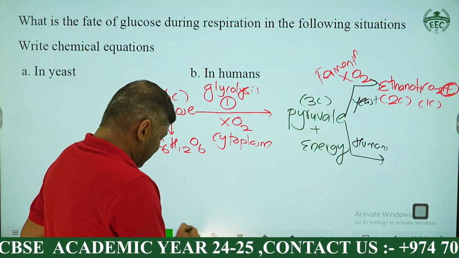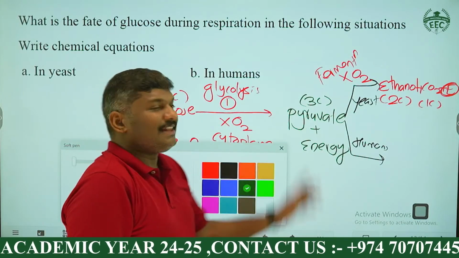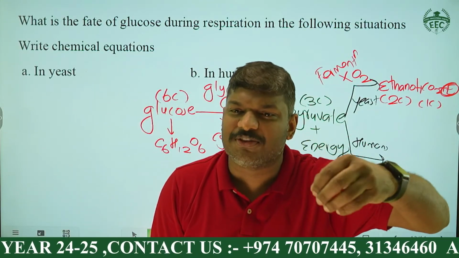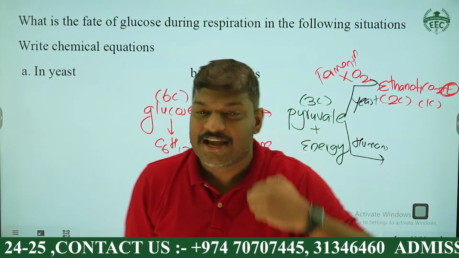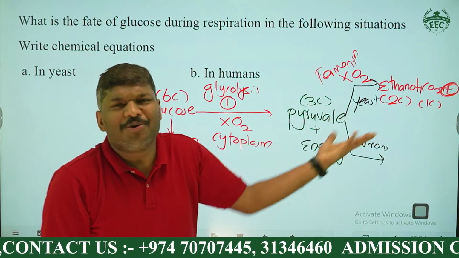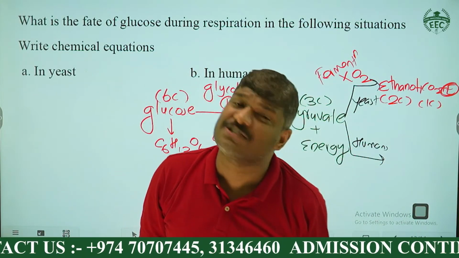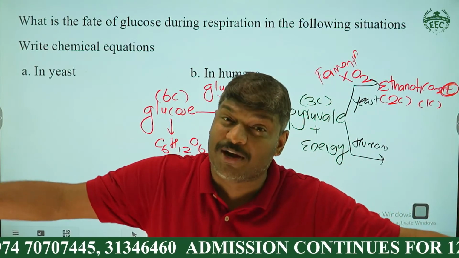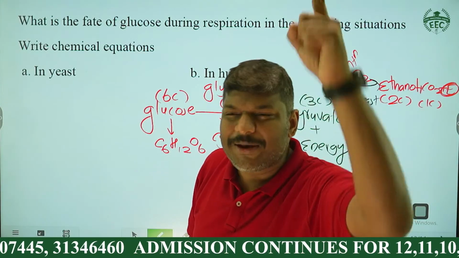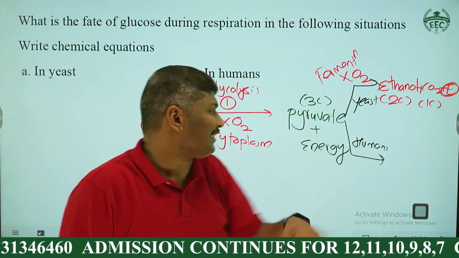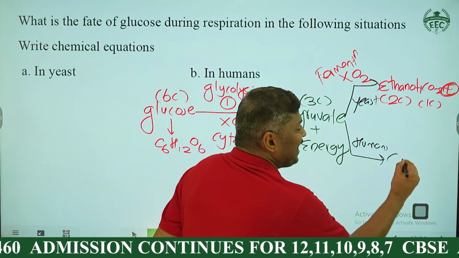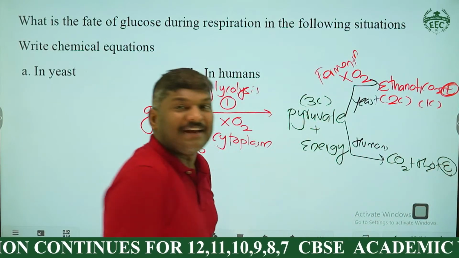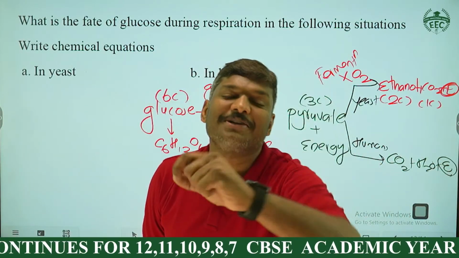And after that, here you can see in humans, my dear students. So 2 and 3 equations you studied. If the question is about when we are doing heavy exercise, there is one more. But here they asked only for 2 equations, so no issue. Otherwise, if the question is the fate of glucose, you have to write all the 3, depending upon the marks, my dear students. And here in humans, what you can see is carbon dioxide, water, plus energy, my dear student. This is what is taking place in humans.